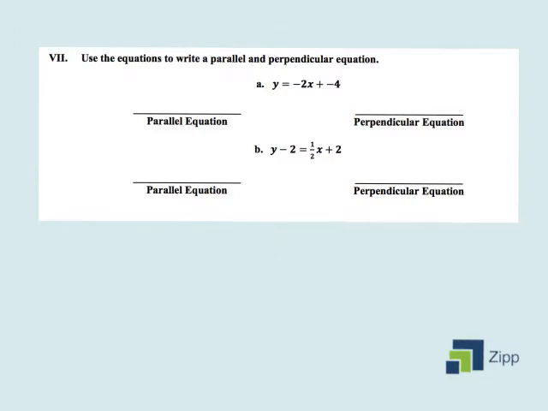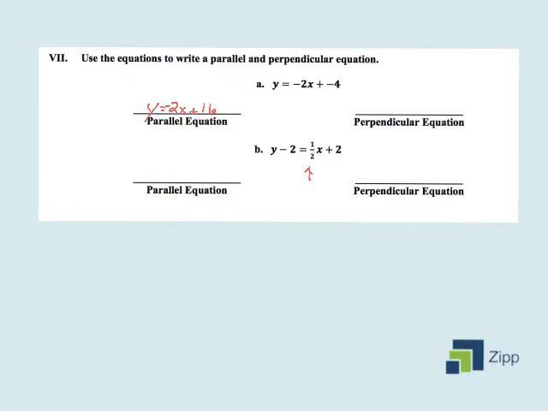So when I write a parallel equation, I just write the same equation at the beginning with the exact same slope, and I change it at the end. I can pick any number I want. Take a look at the second equation. It has the same slope as well.